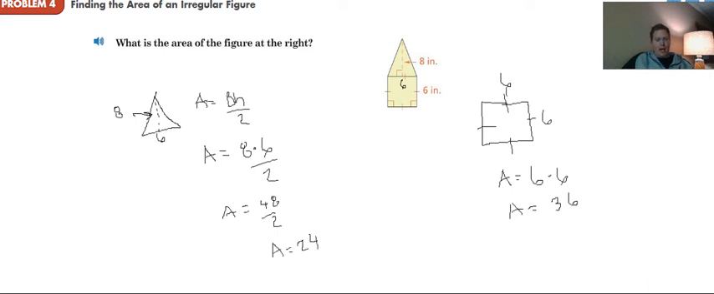Okay, so here is the square, and here's the triangle. If I want to know them all put together, what am I going to do? I'm going to add, so I'm going to take 36, and I'm going to add it with 24, and this is going to give me 60. So I get 60 squared inches as my total right there.